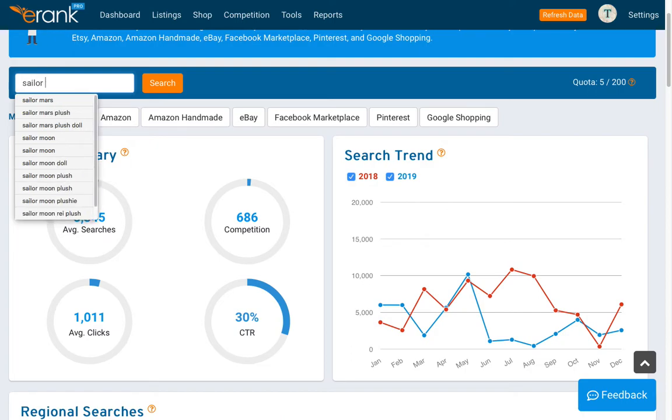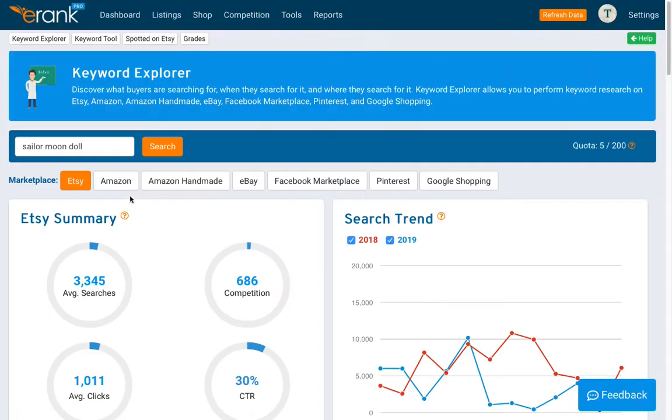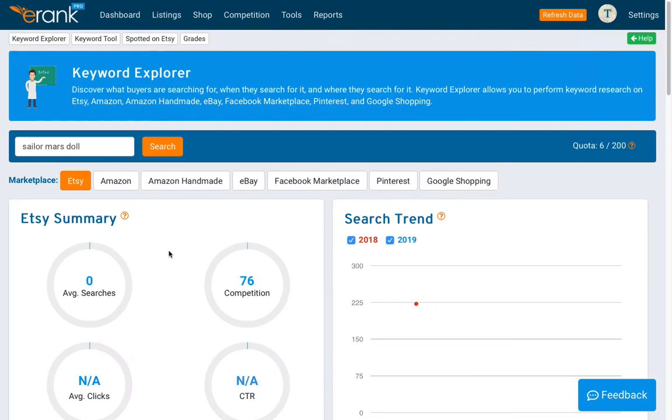Sailor Mars, which is the name of the doll that I'm actually selling. That's the specific character name. Let's see how that does. Again, that is pretty good. Wait, no, where'd it go? Hold on, sorry. Okay, M-A-R-S, Sailor Mars doll. Okay, so let's see how that goes.